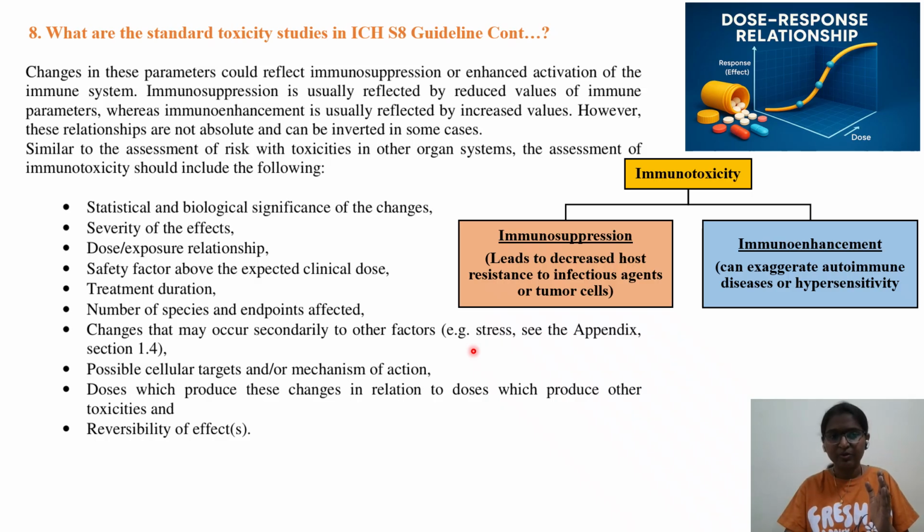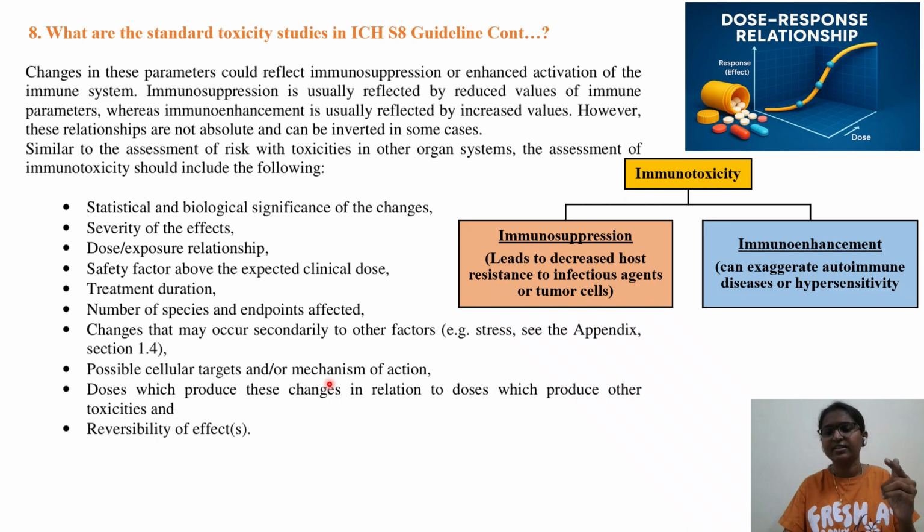That you have to see section 1.4, possible cellular targets or mechanism of action. This is also very important. That's why the first factor we had is pharmacological properties. So this is very important. What is the possible cellular target and mechanism of action? The same class of chemicals is there.